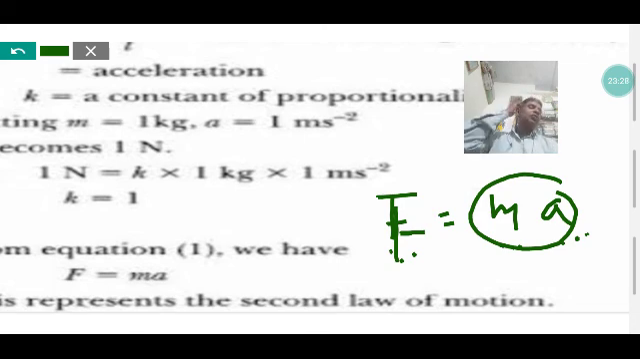And we will again discuss how acceleration, force and mass are related. Okay, we will discuss in the next video.